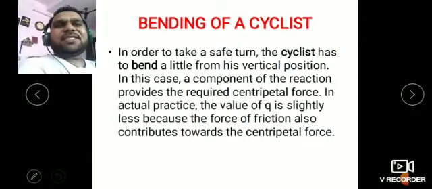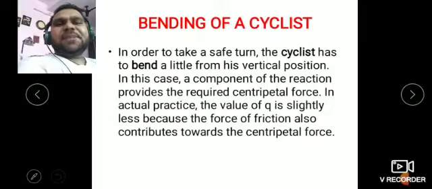So now, bending of a cyclist. Whenever a cyclist is taking a safe turn, it has to bend a little from its vertical position. What I mean to say is, in banking of the road, we have a component of the normal reaction to provide the centripetal force. In the same way, in the bending of the cyclist, there will be a component of the normal reaction that will provide the necessary centripetal force. In the first case, we were banking the road, raising the outer surface of the road higher in comparison with the inner surface.